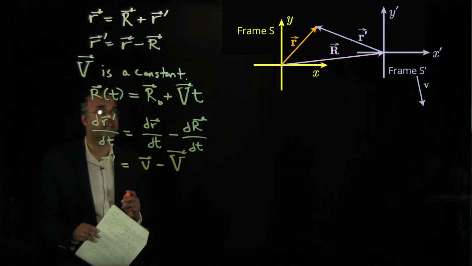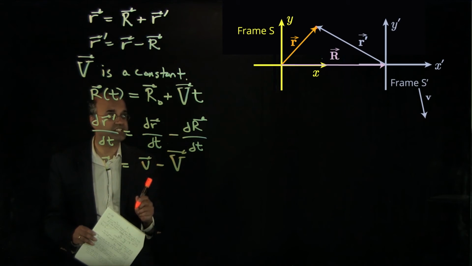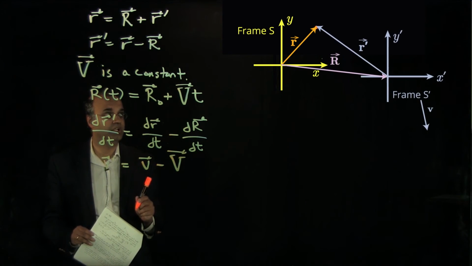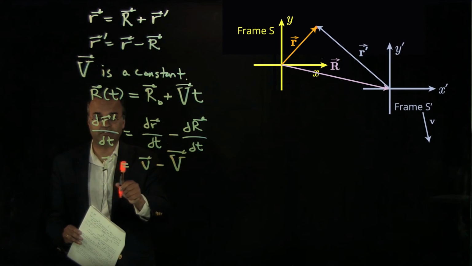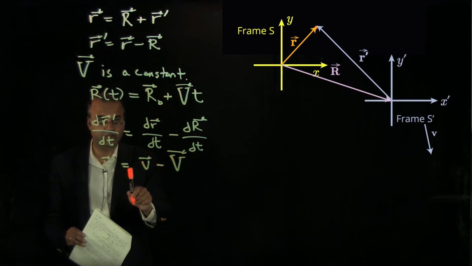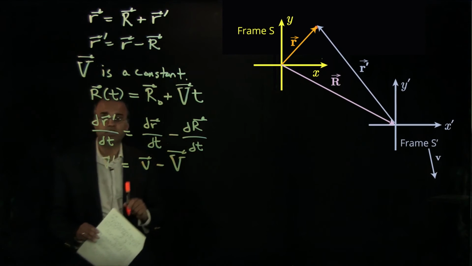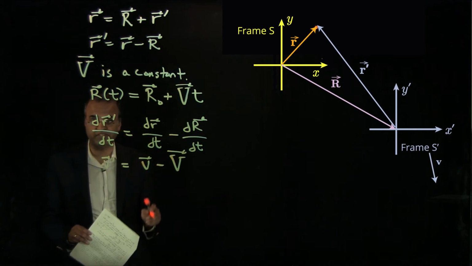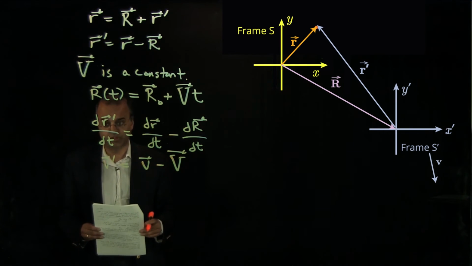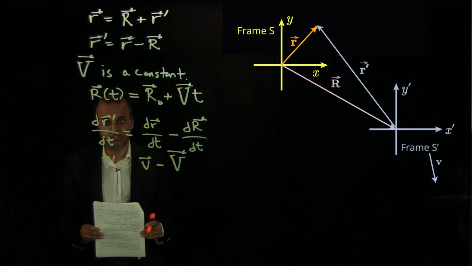And again, notice that if the object is stationary in one frame, so if it's 0 in one frame, it will be non-zero in the other frame. So in general, you will measure different velocities in the different frames, even if one of those velocities is 0.